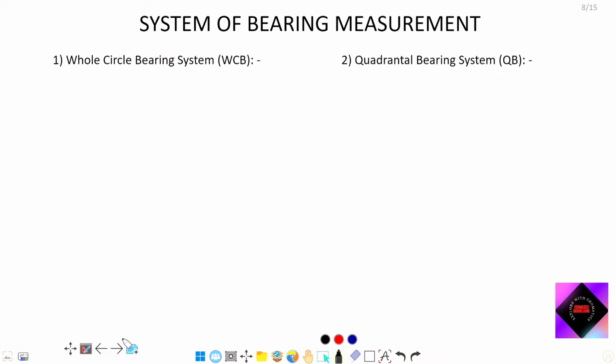Now moving further, let's see how we measure bearings. There are two systems of measuring bearings, and let's talk about them one by one. The first one is the whole circle bearing system. Let's see how we measure angle in this bearing system. For example, this is our north and south line, and this is our east and west line.